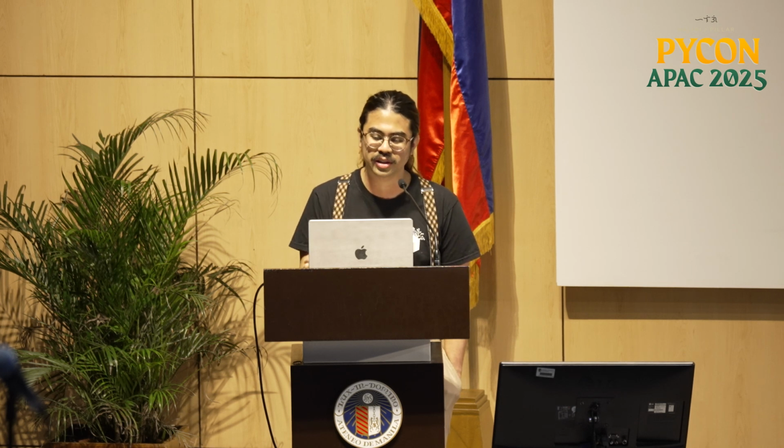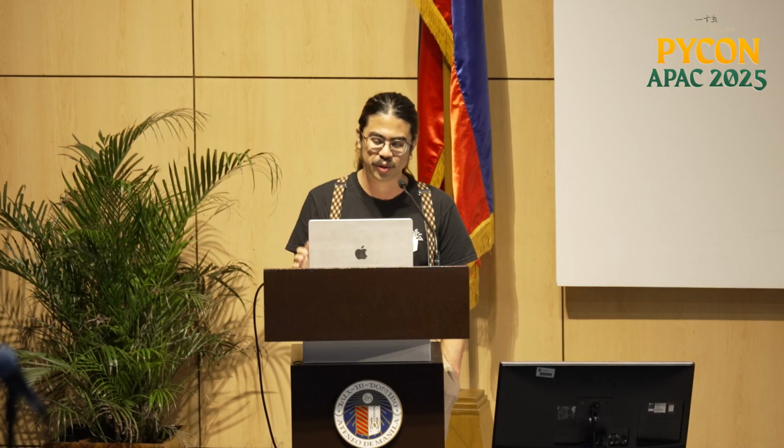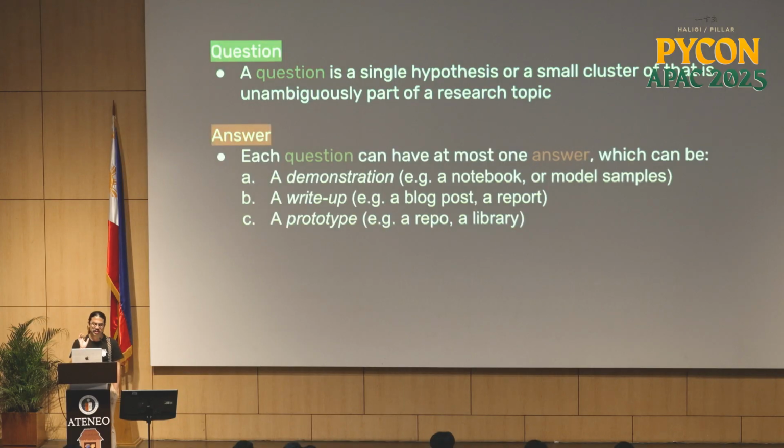So these questions become titles of GitHub issues. Each of those questions can have at most one answer in about three forms. It could be a demonstration, which shows or answers a yes or no. Or a write-up, like a blog post or a report, or a prototype of some behavior.